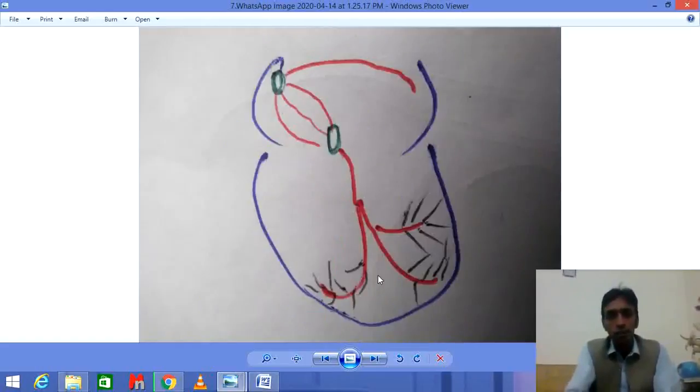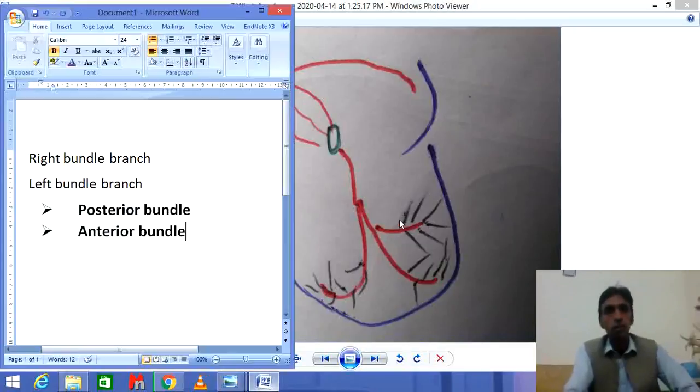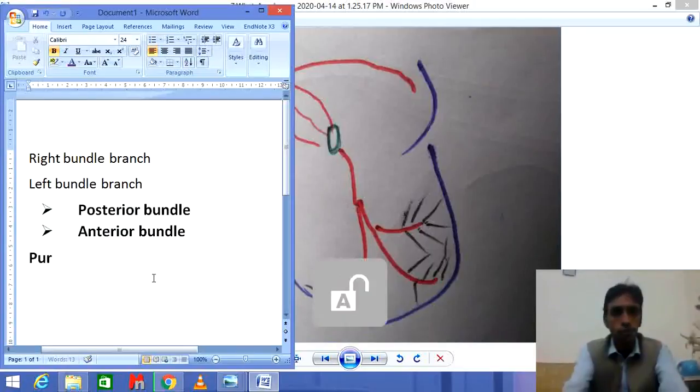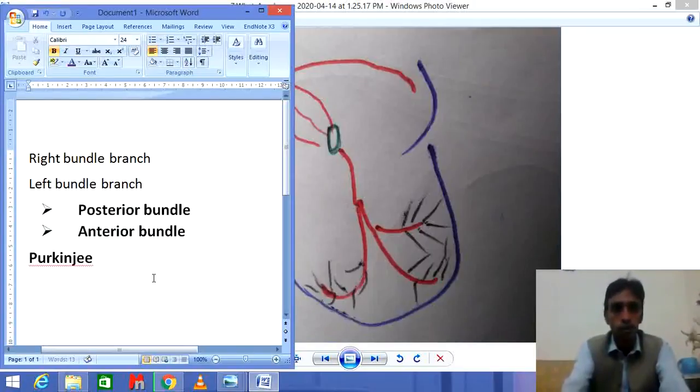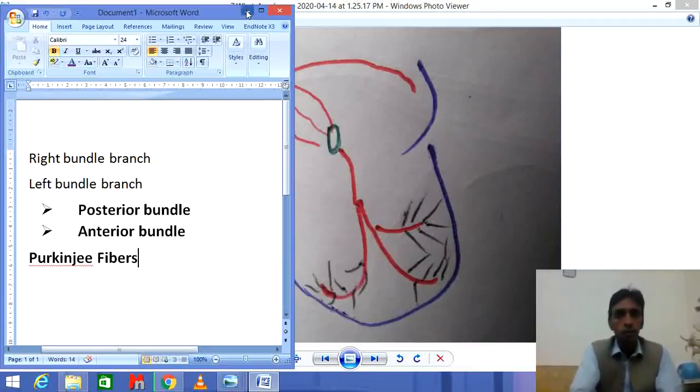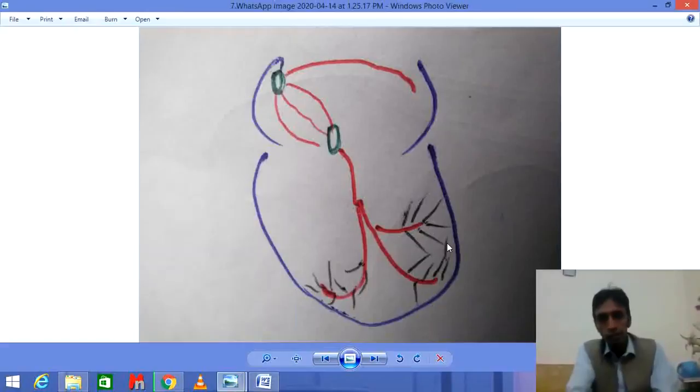In the next diagram, the right bundle branch and the left bundle branch give further branches, which are represented in black color. These are called Purkinje fibers. And these Purkinje fibers are the end conduction fibers, which are responsible for the contraction and relaxation of the heart.